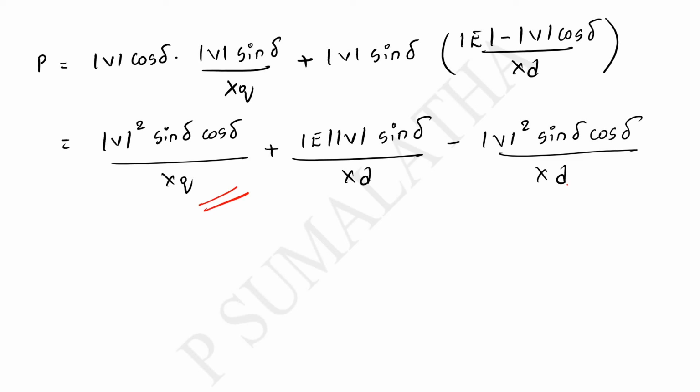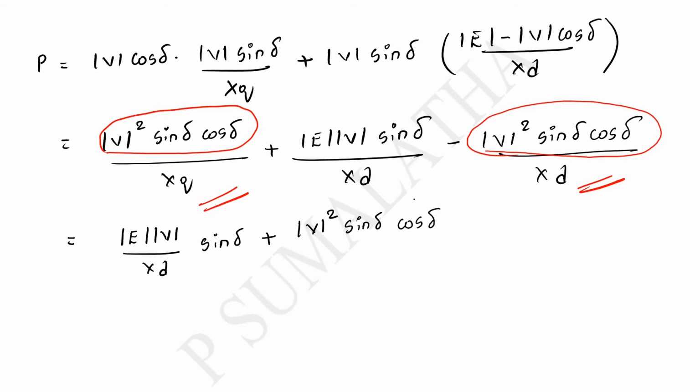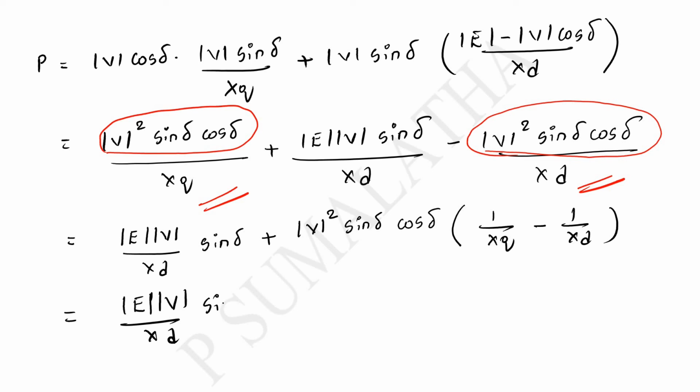If you observe these two terms, |V|² sin δ cos δ is common. So this equation can be written as |E||V| by Xd into sin δ plus |V|² sin δ cos δ. If you take common, we will have 1 by Xq minus 1 by Xd. This can be further simplified as |E||V| divided by Xd into sin δ plus |V|².